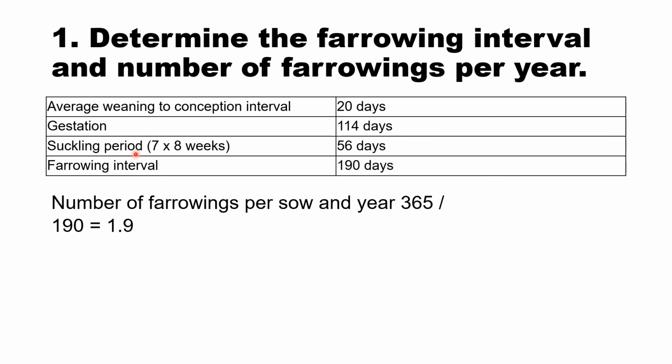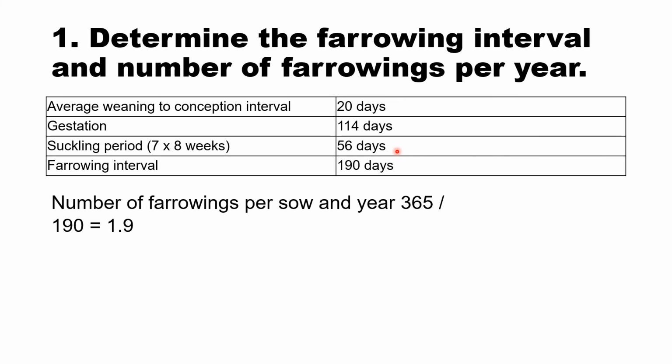Yung suckling period, di ba sinabi kanina na yung suckling to weaning period is 8 weeks. So, yung 7 days in a week, so 7 times 8, 56 days yung suckling period. From the time na nagsuck sila, day 1, until na mawean sila, so 56 days yon. And then yung farrowing interval natin nasa 190 days.